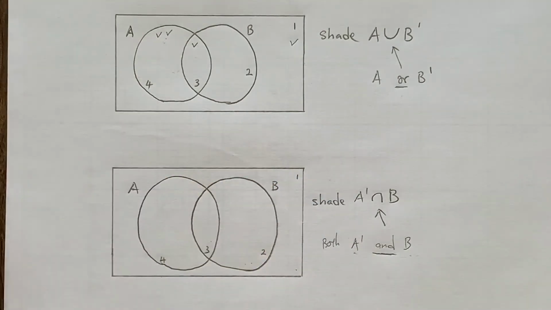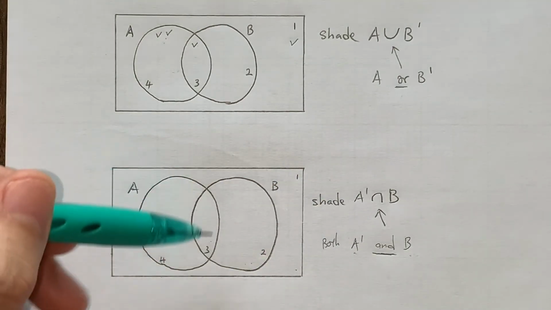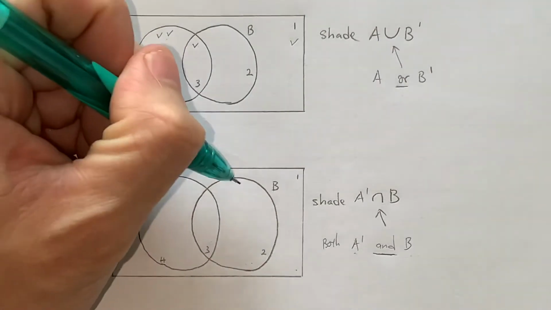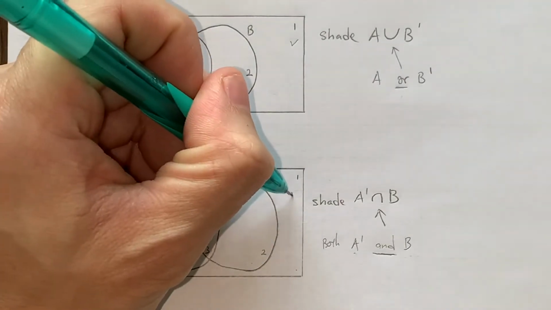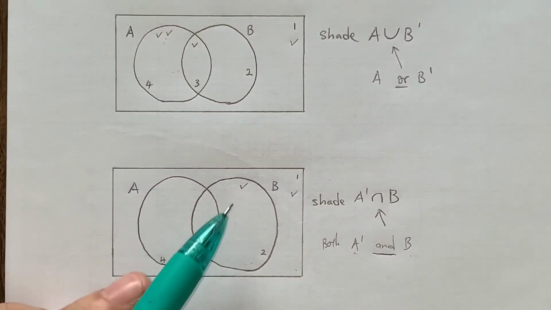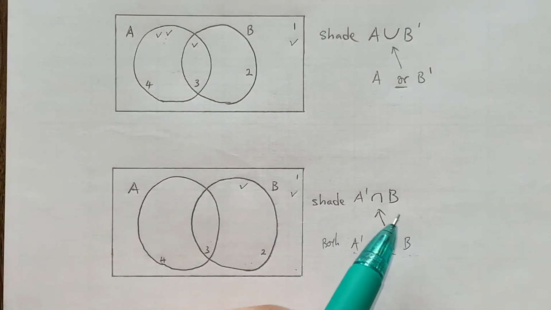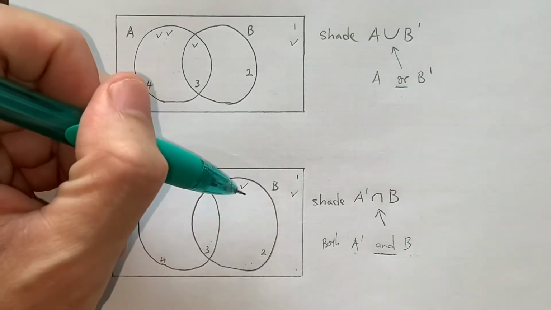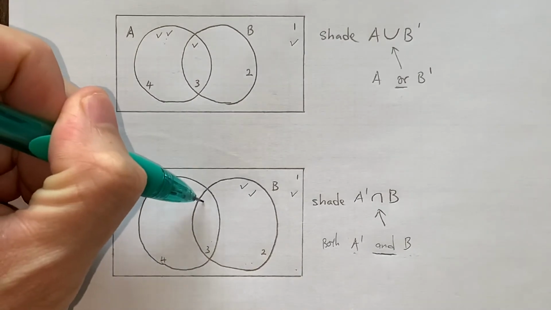So I'm going to still do the same thing. I'm going to shade A prime, right? So A prime will be A, but anything outside, that will be here and here. Okay, so these 2 ticks indicate A prime, and now I'm going to shade B. So B is very obvious, it's just here and here.